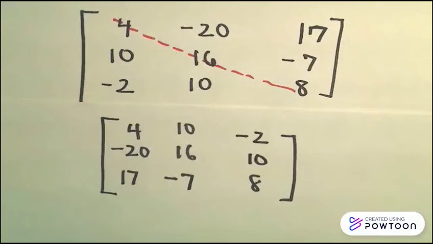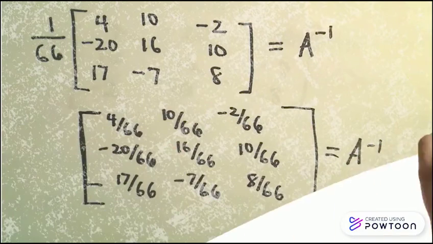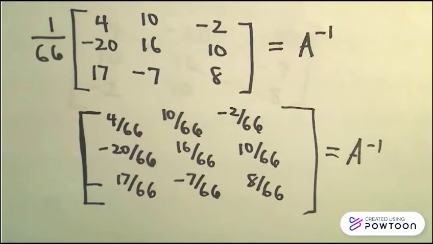For the adjoint, you just need to do the transpose. So you take the diagonal as the same because it's not changing, then you swap the positions only: minus 20, 10, 17, minus 2, then minus 7 and 10. Just change the positions, then you get the adjoint. That's the adjoint. We replace it in the formula, and our determinant is 66, so we multiply each one, one by one, because we want to find A inverse.